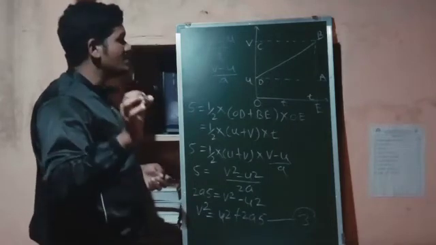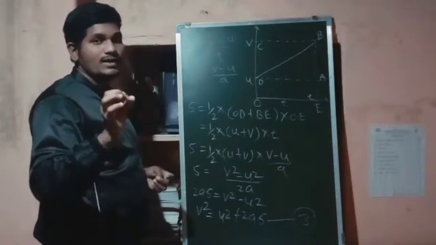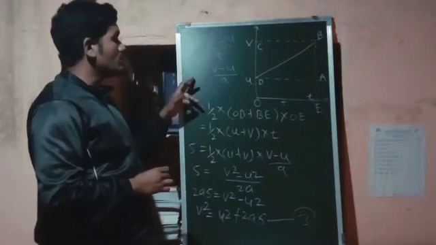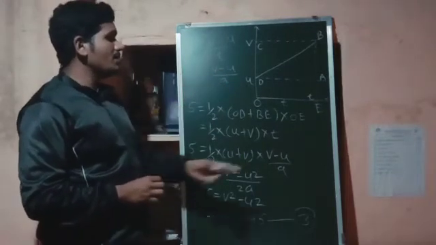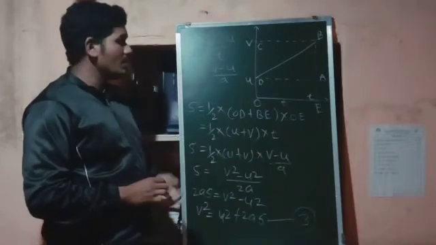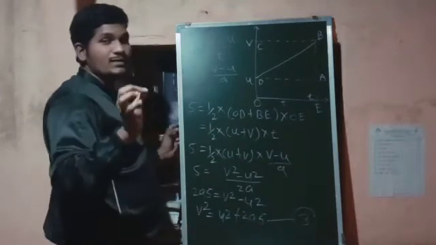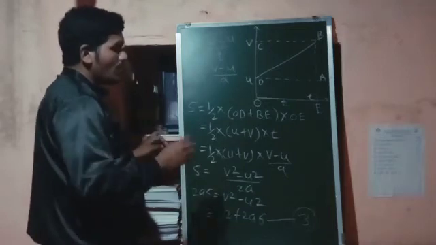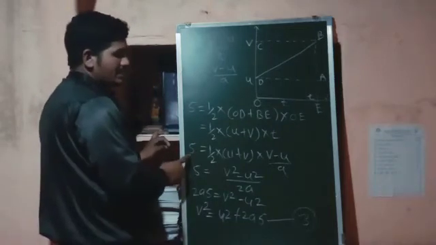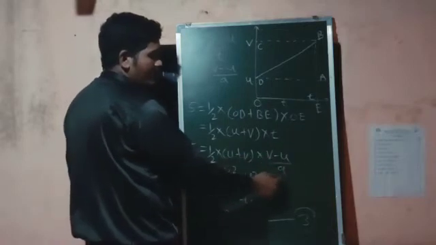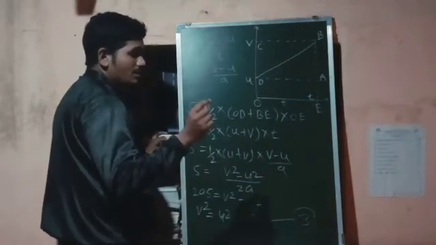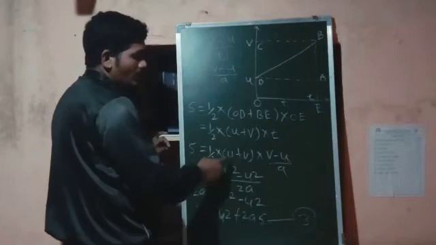Okay, so this is the only correction we have to do to find out the value of T. The value of T will be (V minus U) by A. Now we simply put in the value of T, so the entire equation will be S is equal to half into (U plus V) into (V minus U) by A. Now I have just multiplied them.